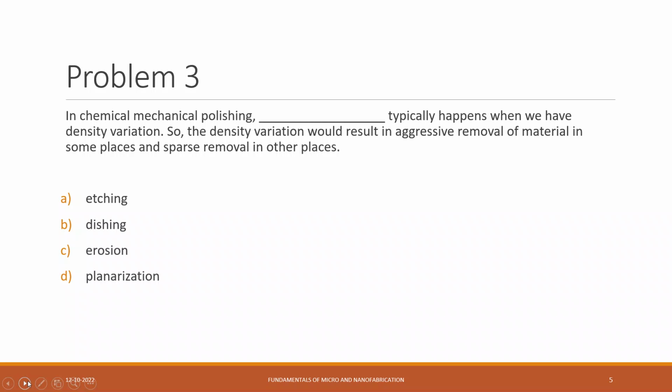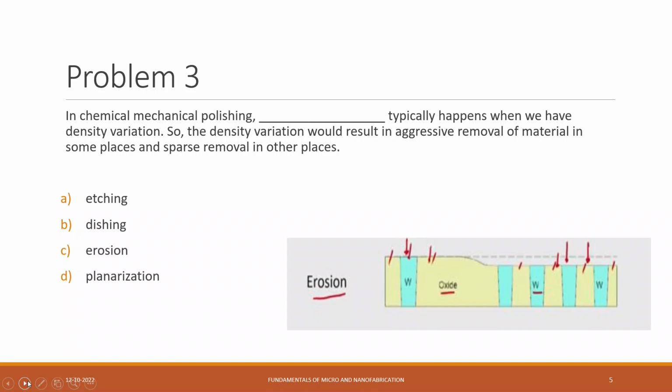Here we can see as an example, this oxide, basically silicon oxide, and we have these tungsten plugs. So we see that whenever there are these tungsten plugs, their rate of polishing is higher.